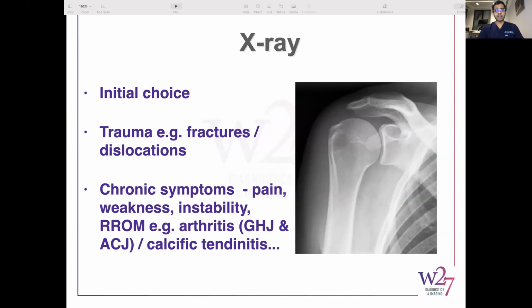So an x-ray is pretty much a simple, quick and easy imaging test to obtain. It's pretty good in the context of trauma for fractures and dislocations around bones and joints, but also it's used a lot in the follow-up of chronic symptoms. So in the context of shoulder, we can talk about pain and weakness or instability, and it gives us a good overview of what the joint is doing. It can also look for calcification and arthritis.